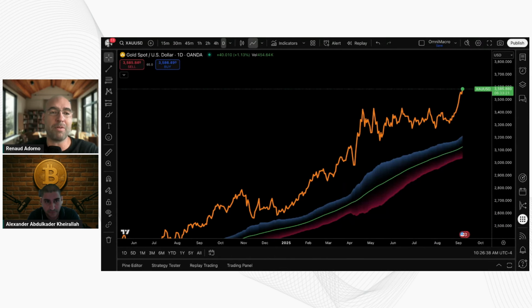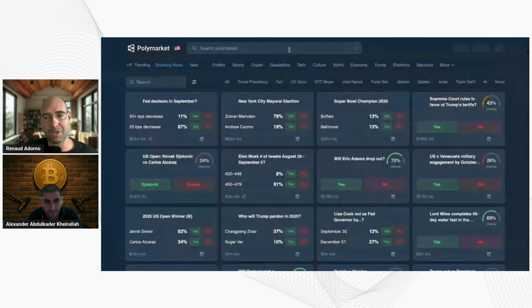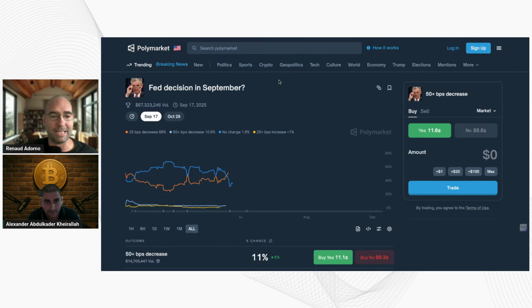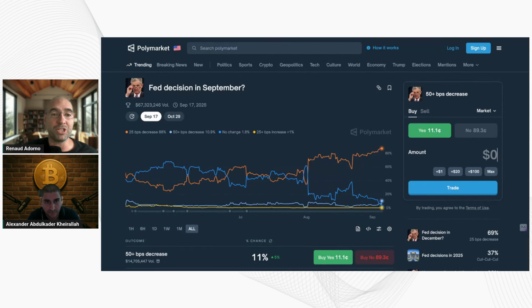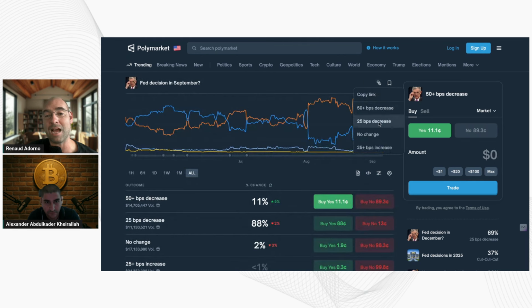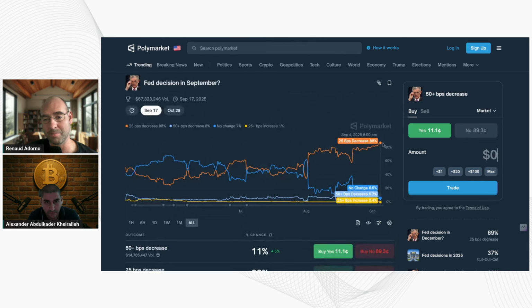So if you go to Polymarket, for example, let me actually check, because everything that I'm just describing is happening as we speak. So just yesterday, we did have around 85% of a 25 basis point decrease, so a one-time 25 basis point cut, and now it's just increased to 88. So the market is pretty sure that at least one cut is going to happen, and this is exactly the kind of thing that is counterintuitive.